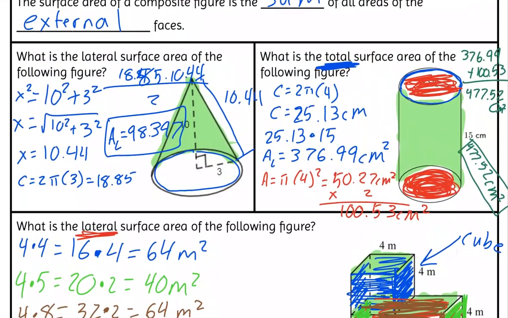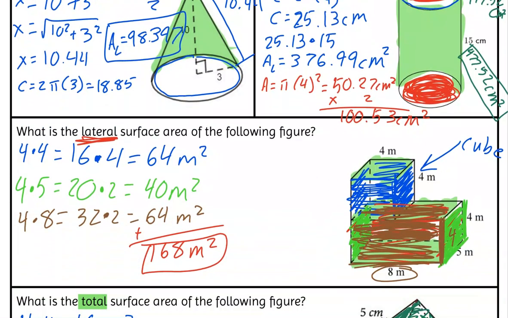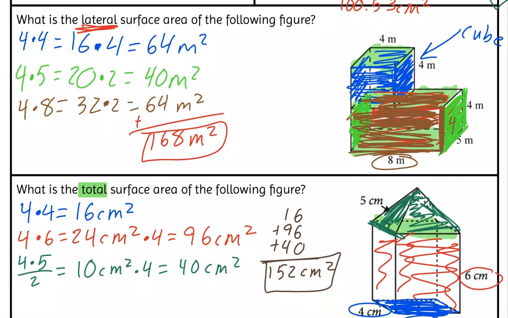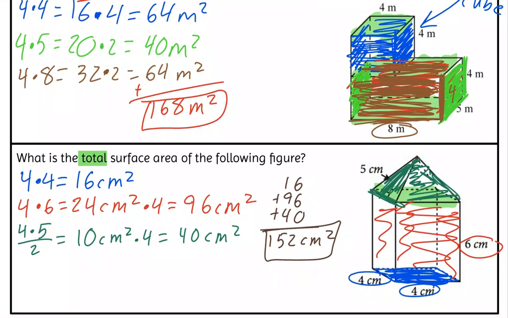Make sure that when you are working with a cone and a cylinder, to find the lateral surface area, you have to find the circumference and multiply by your height for a cylinder, or height for a pyramid, and you have to multiply by your slant height and then divide by 2 for a cone. And then make sure whenever you're trying to find the total surface area of a composite figure, you do not include the 2 bases that are touching.